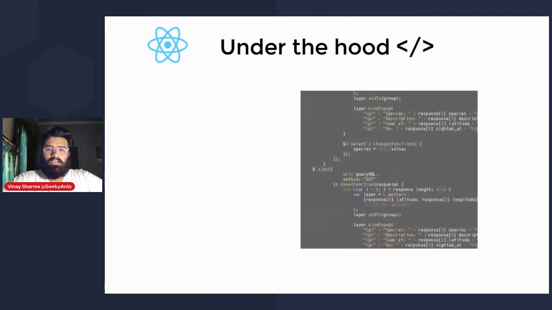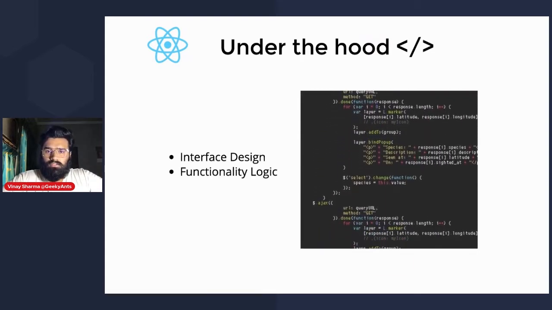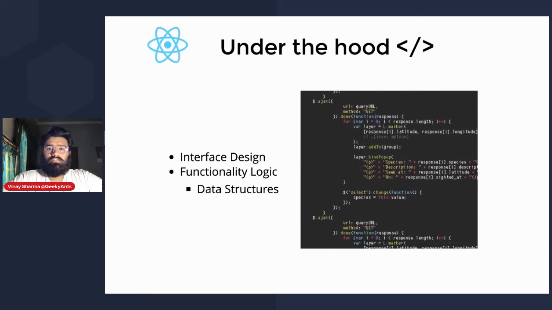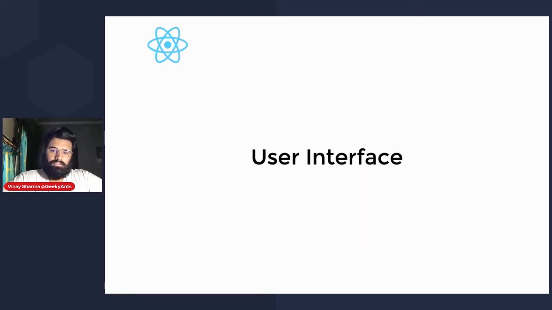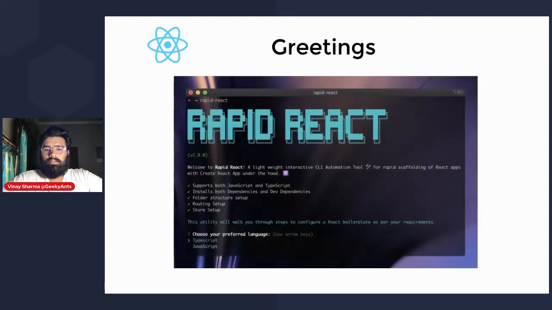So under the hood, we're going to see how the user interface design, the functionality logic, what data structure it uses, and the algorithms work. So user interface is pretty crucial even if you're building just a simple CLI tool. And I'm going to show you how it works in Rapid React.